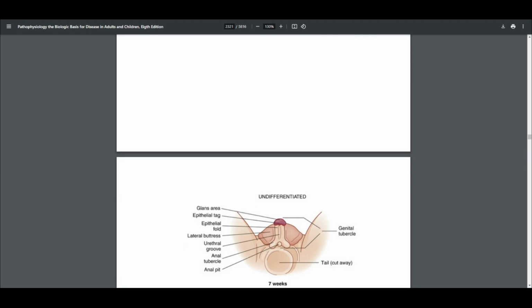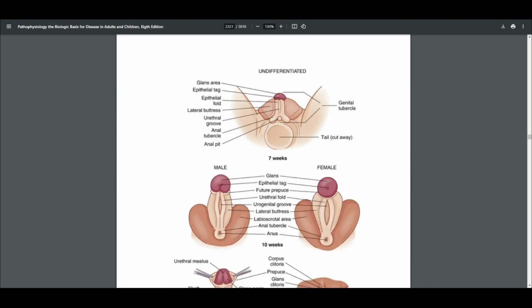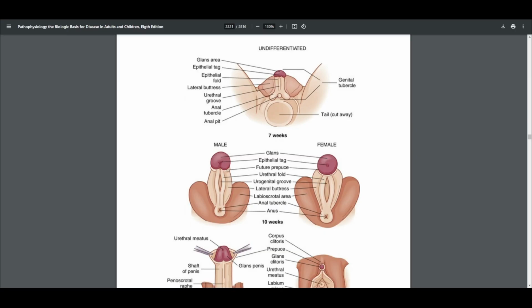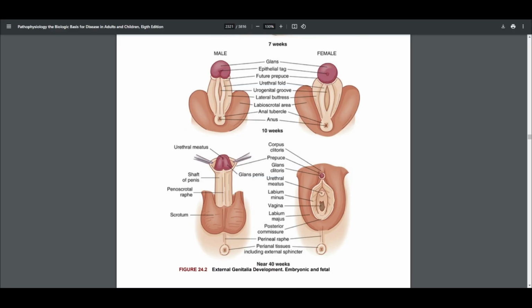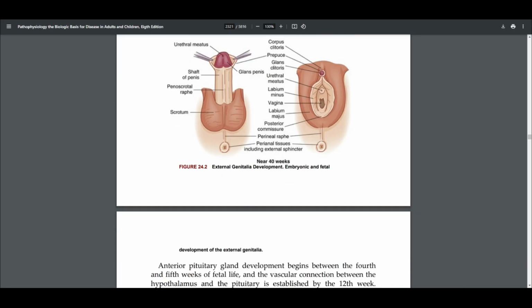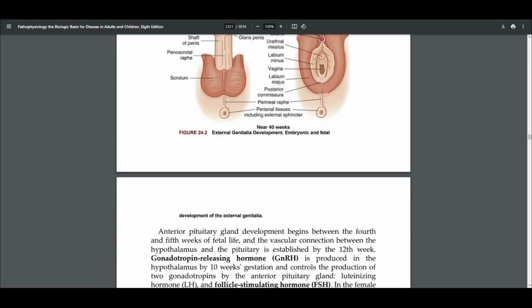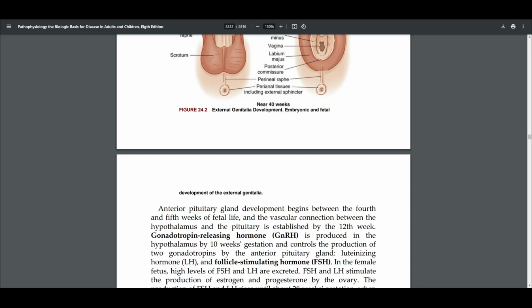So again, here we are looking at the undifferentiated, and then it switches at 7 weeks into male and female, and then at 10 weeks into the external genitalia in the embryonic and fetal development. Anterior pituitary gland development begins between the 4th and 5th week of fetal life, and the vascular connection between the hypothalamus and the pituitary is established by the 12th week.